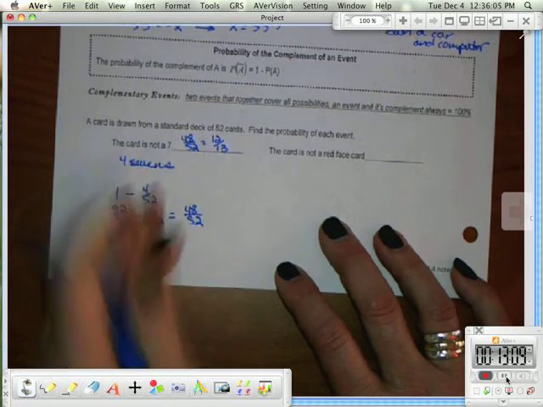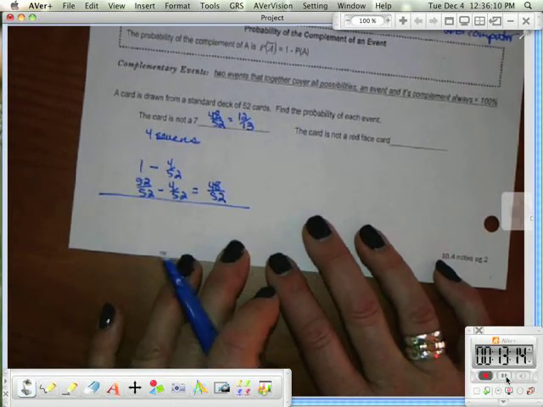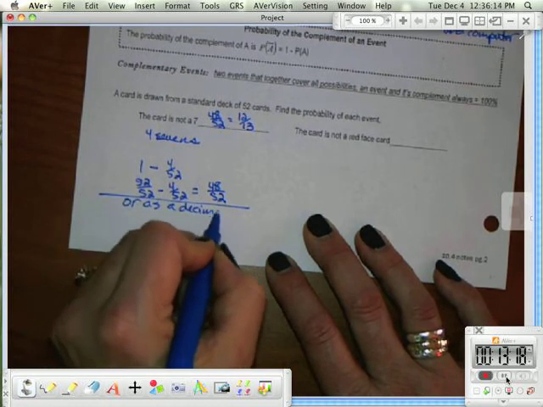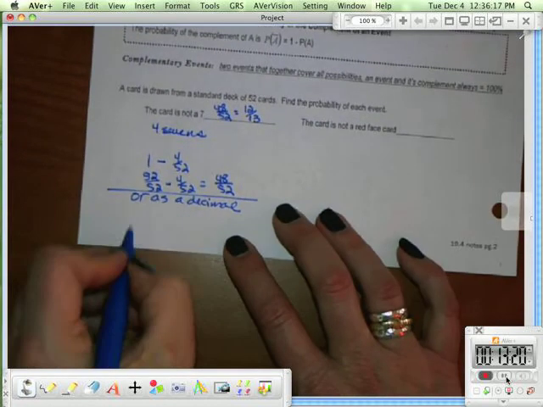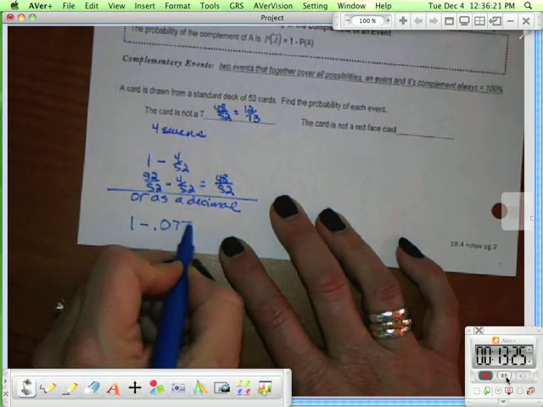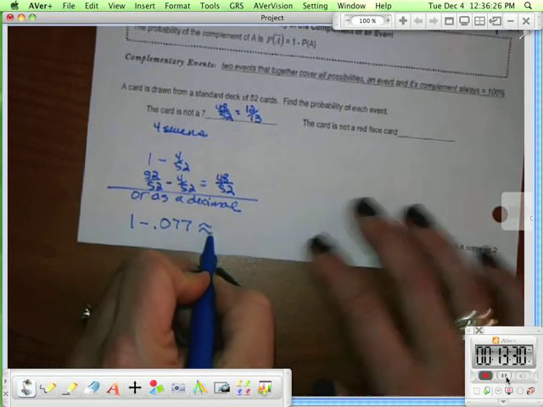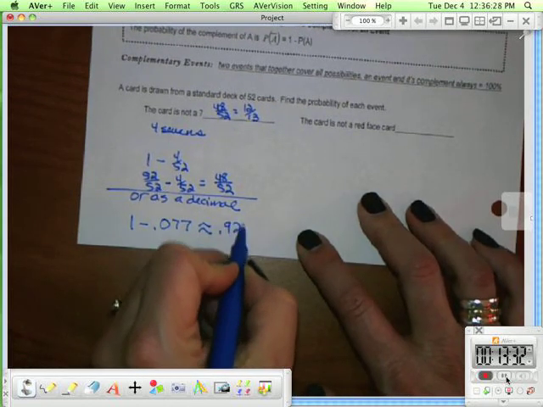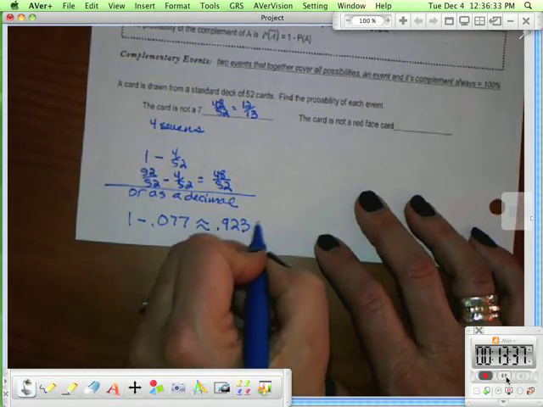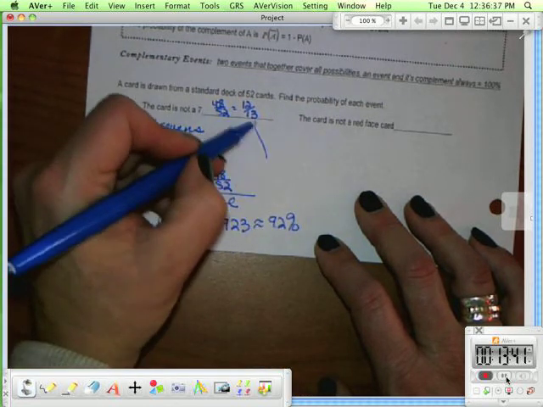Now, you may see these problems worked out in decimal form as well. So as a decimal, it would be like this. 1 minus 4 over 52 as a decimal is 0.077. And actually, I rounded this, so when I subtract this, I kind of have to do an approximate 0.923, which is about 92%.